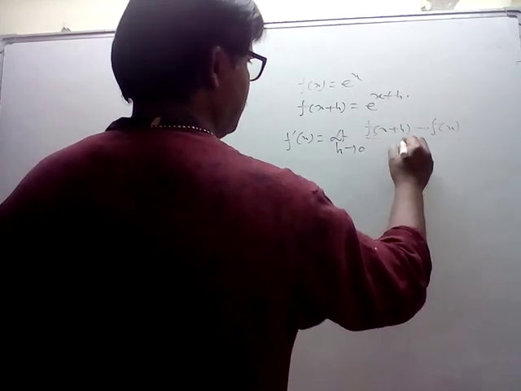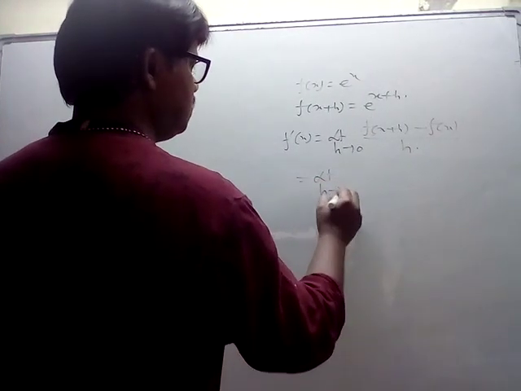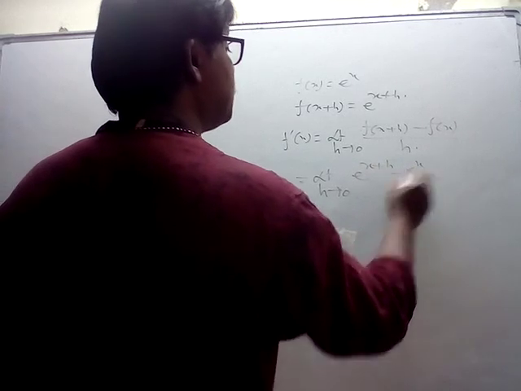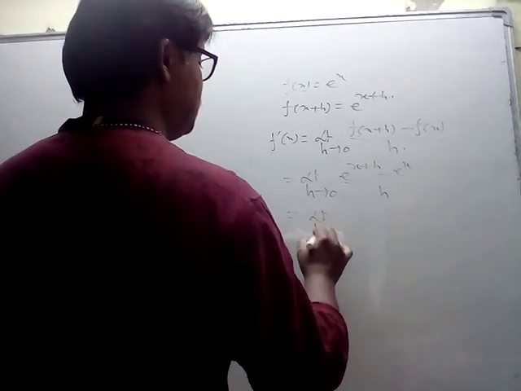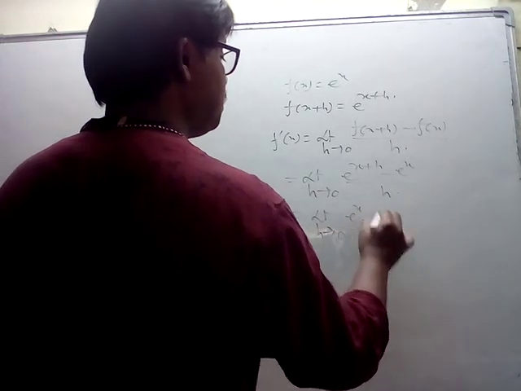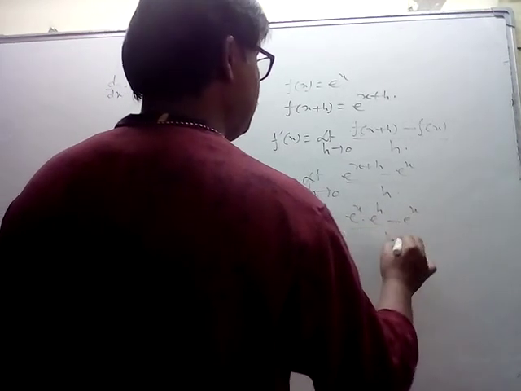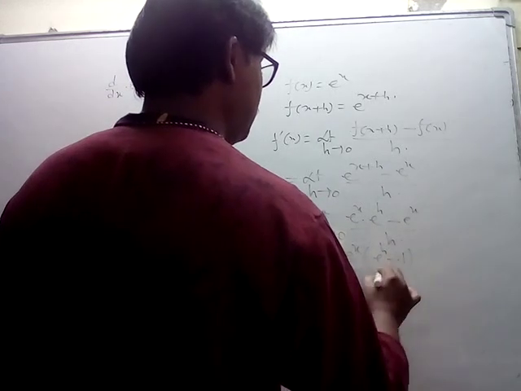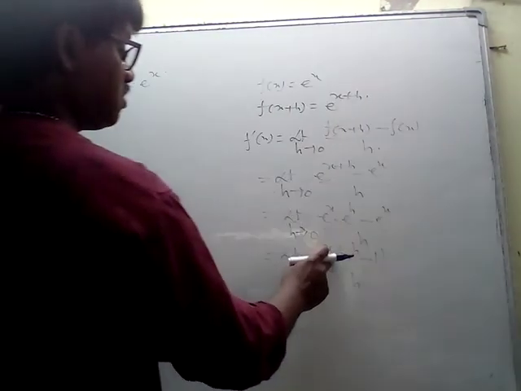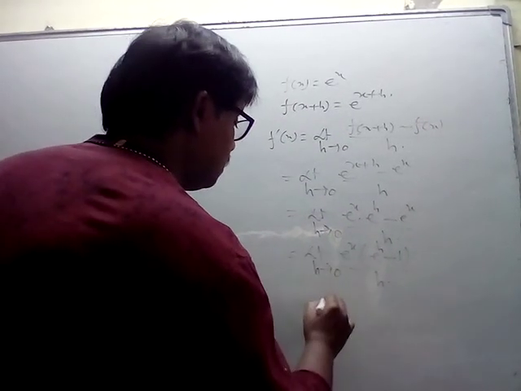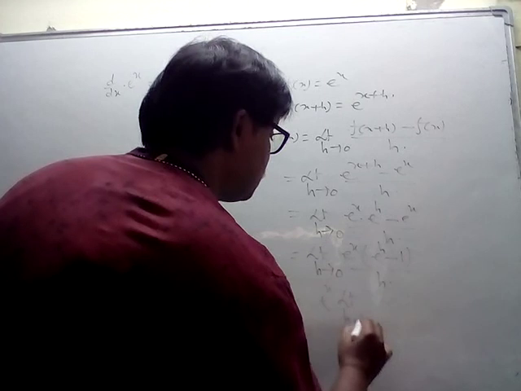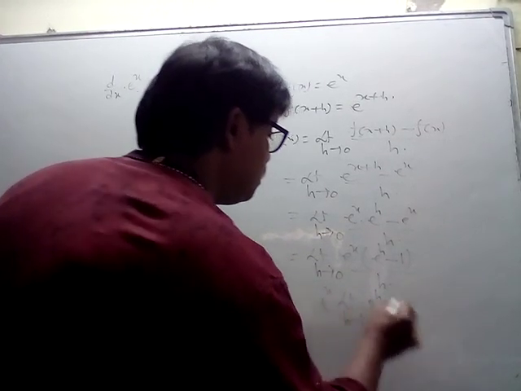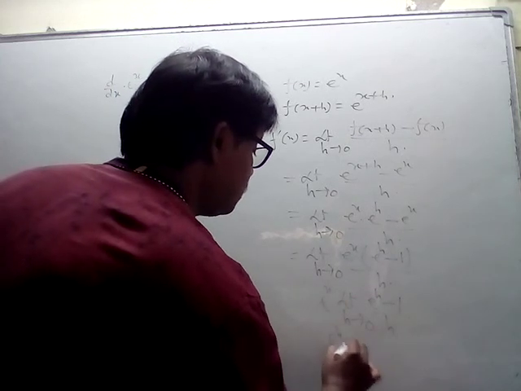minus f(x) divided by h, equals limit h tends to 0 of (e power (x plus h) minus e power x) by h, equals limit h tends to 0 of (e power x into e power h minus e power x) by h. If you take e power x as common, (e power h minus 1) by h. Since the limit depends on h, not on x, e power x is constant with respect to the limit. Then e power x comes out, limit h tends to 0 of (e power h minus 1) by h. This equals 1, by the standard limit formula. That is, e power x into 1 equals e power x. So the derivative of e power x equals e power x.